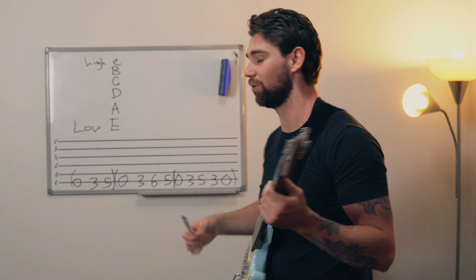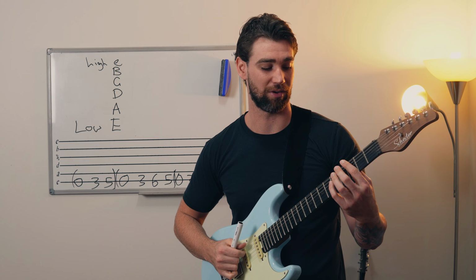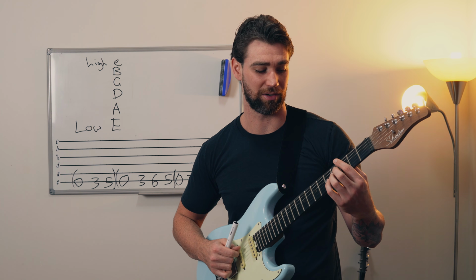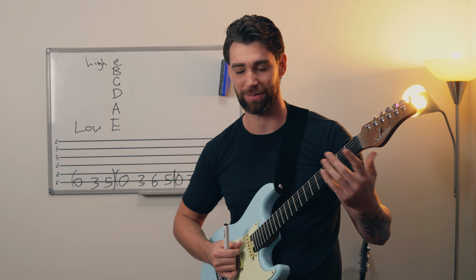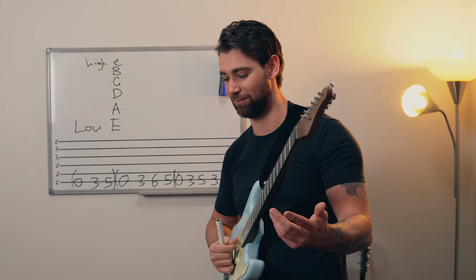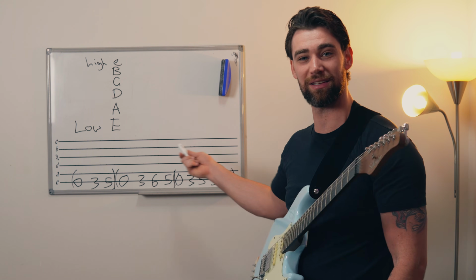Then, if you combine it all together, once you get used to each individual phrase, we have 0, 3, 5, 0, 3, 6, 5, 0, 3, 5, 3, 0. Alright, sounding familiar? Hopefully it is. If you're under 30, it probably won't. But actually it will, because it's kind of become a meme at this point, so everyone will know it. Okay, so that's the song.